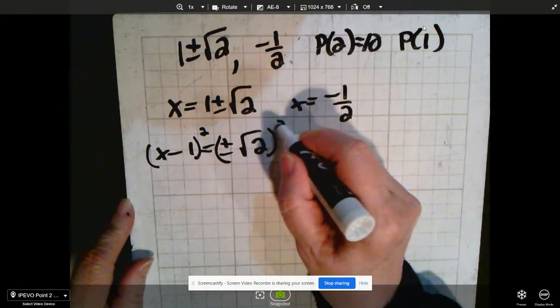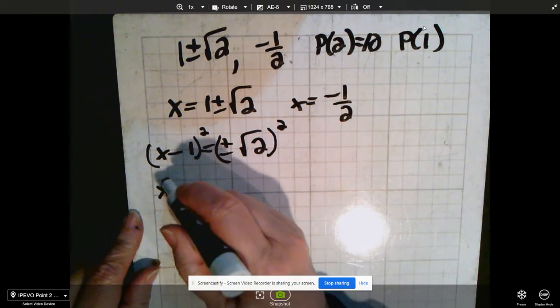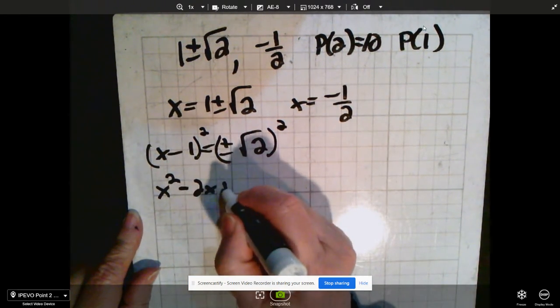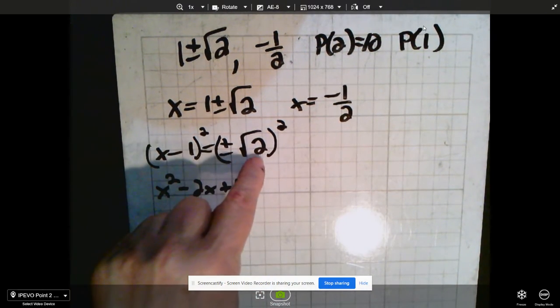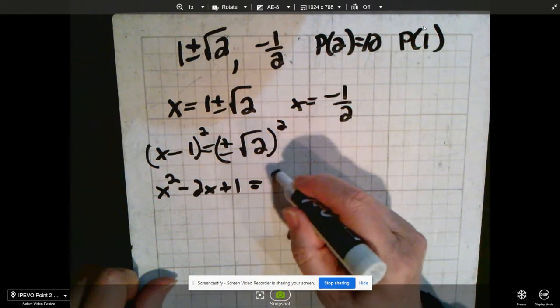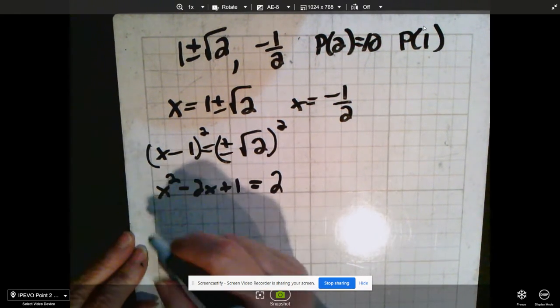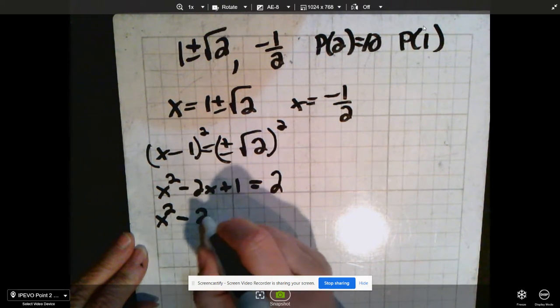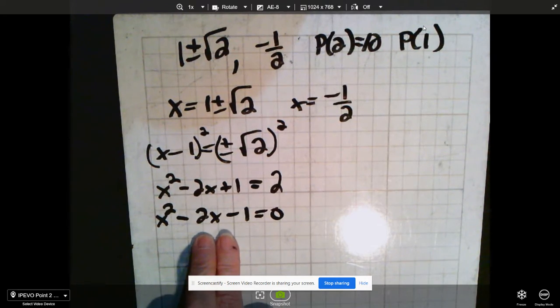So remember, when you square this side, this is x minus 1 times x minus 1. So this will be x squared minus 2x plus 1. And when I square this, my plus or minus will go away, and the square root of 2 times the square root of 2 is just 2. And I need to have this equal to 0, so I'm going to subtract that 2. And now I have my first factor.